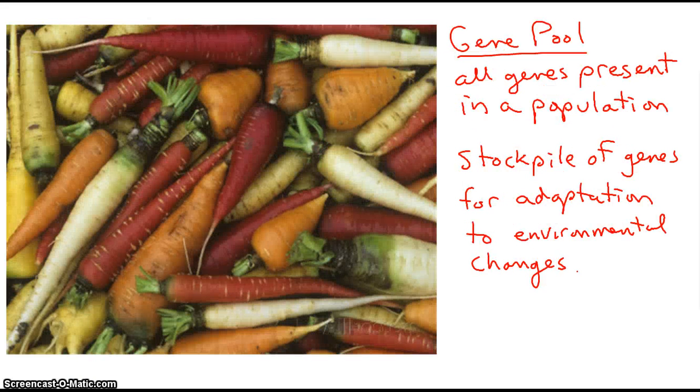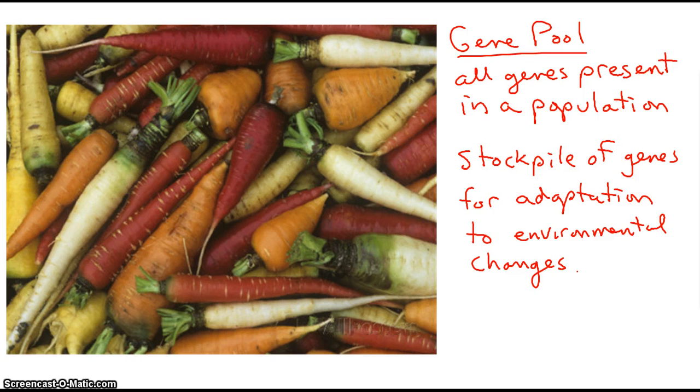Here's an example of different species of carrots, or different varieties of carrots. And we usually think of carrots as being orange, but here we can see red, white, yellow, and everything in between. And all these different alleles, the shapes, the sizes, all the genes that code for that are what we call the gene pool. So the gene pool are all the genes present in a population. So we can think of it as like a stockpile of genes for adaptation to environmental changes or environmental conditions. Think of it as a toolbox.